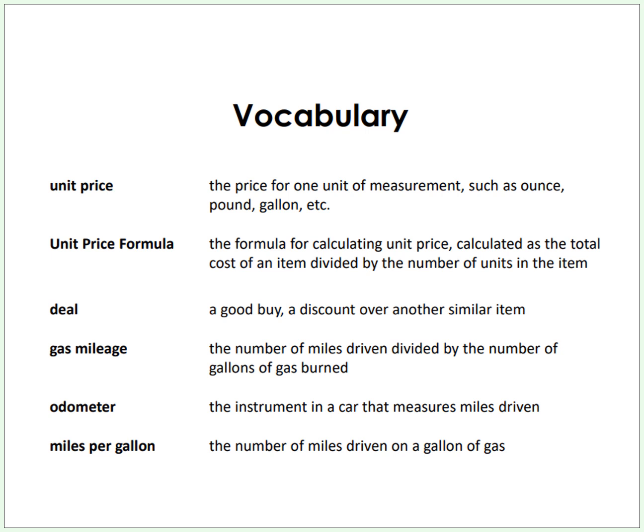Gas mileage is the number of miles driven divided by the gallons that are burned. Basically, it's miles per 1 gallon. The odometer is the thing on the car that measures how far you have driven. Miles per gallon is the number of miles driven on a gallon of gas.